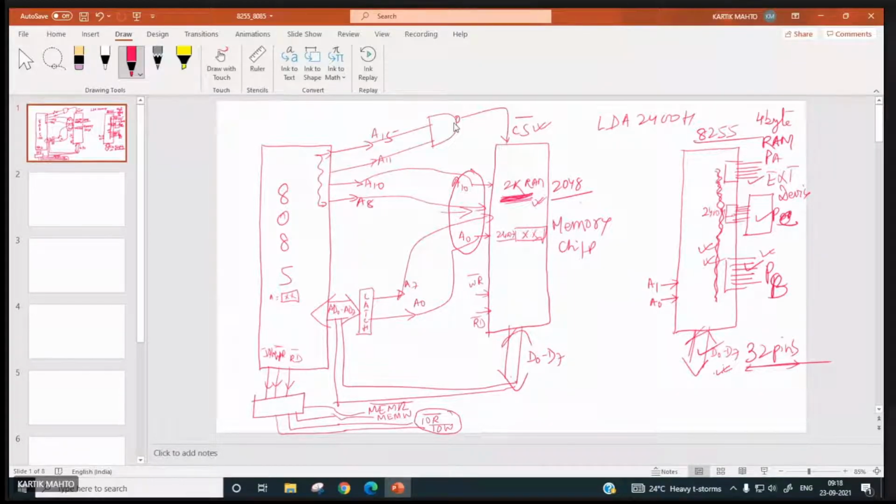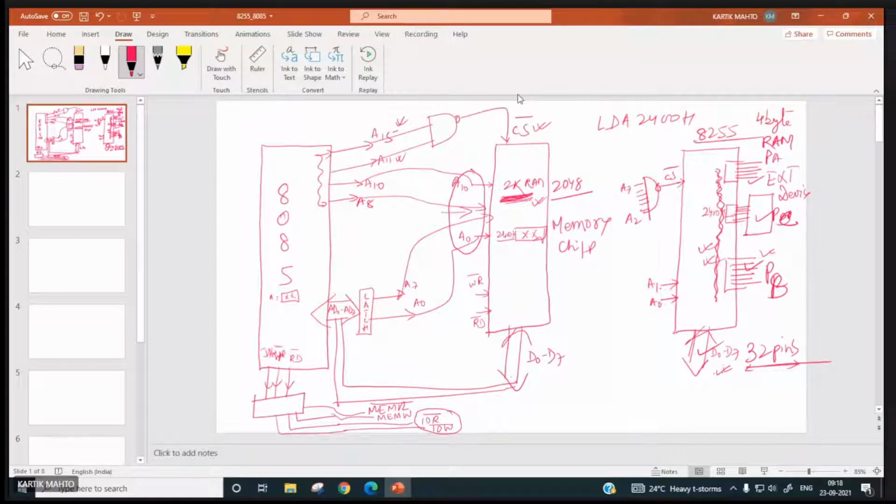Yes, sir. Now it is clear? But what about this? Then A2 to A7 has to be properly decoded to get the chip select. Like here A11 to A15, right, we are using for chip select.